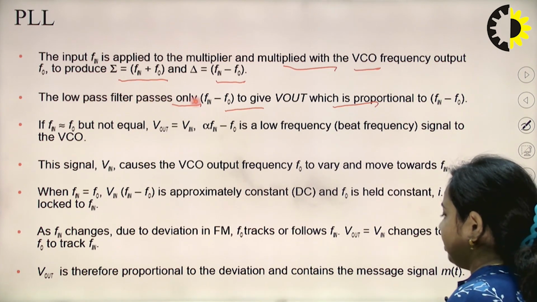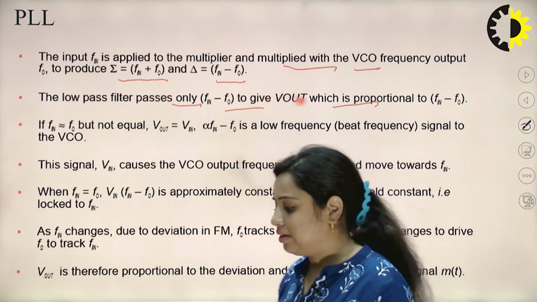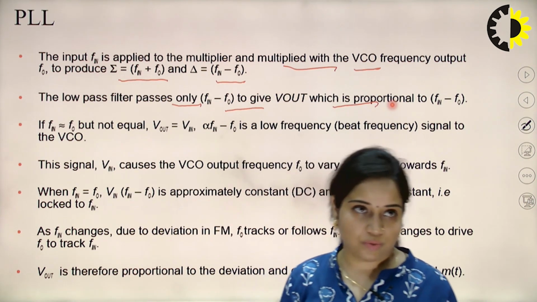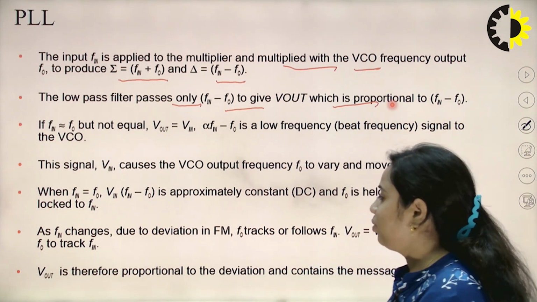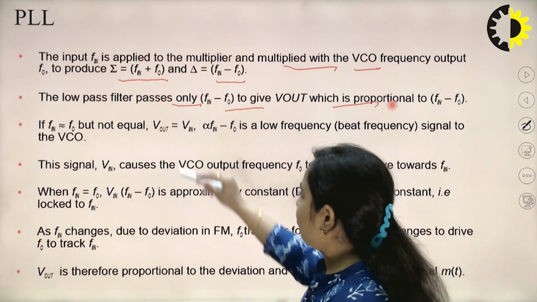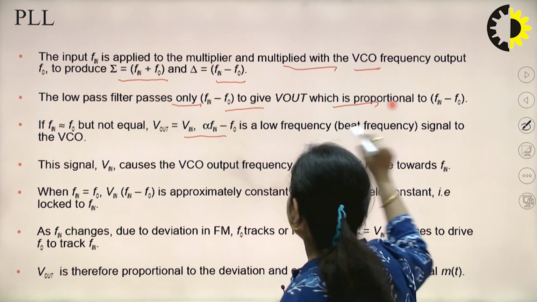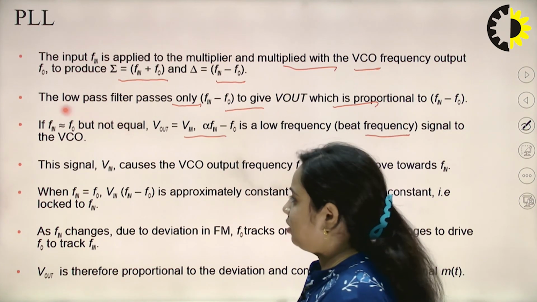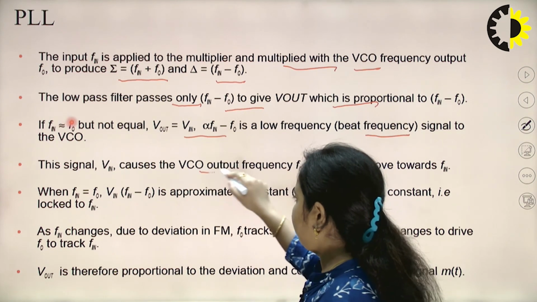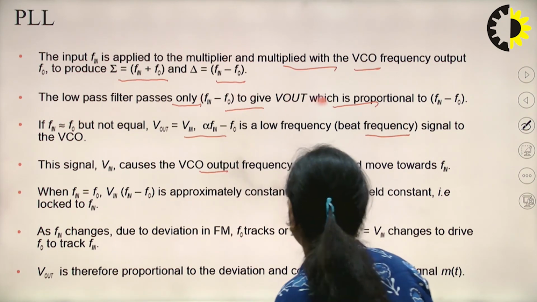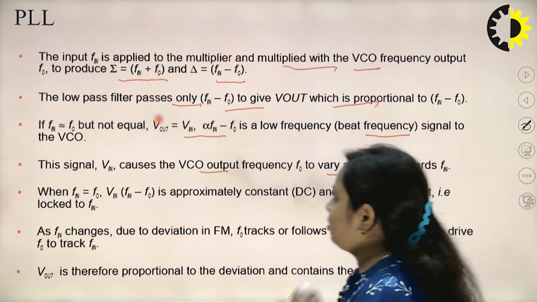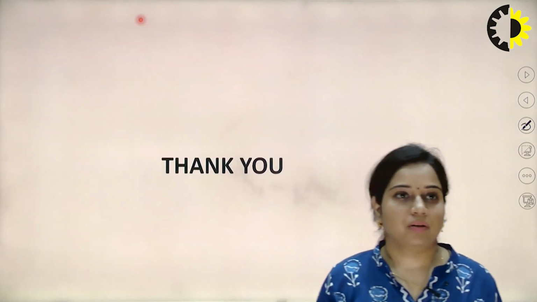So basically the output of the error detector or the subtractor should be equivalent to 0. So we have to set the frequency like that only. So if Fin is not equal to F naught, there is a low frequency signal to the VCO. This signal V in causes the VCO output frequency F naught to vary and move towards Fin. So this is the description of the corresponding PLL.